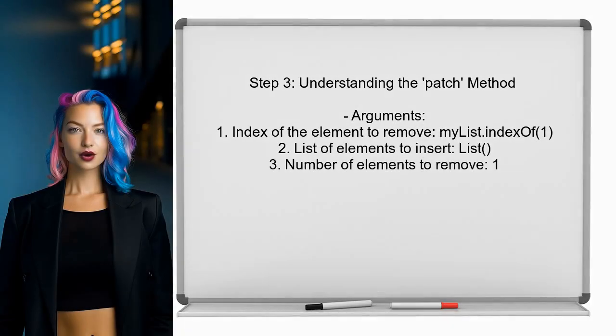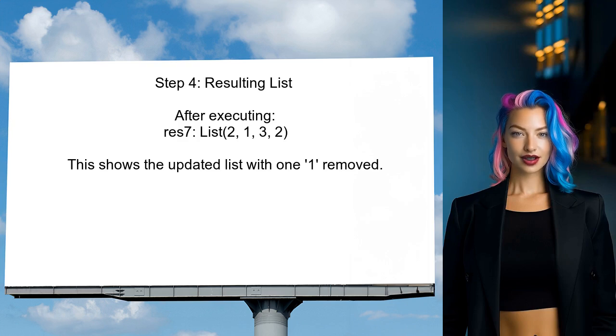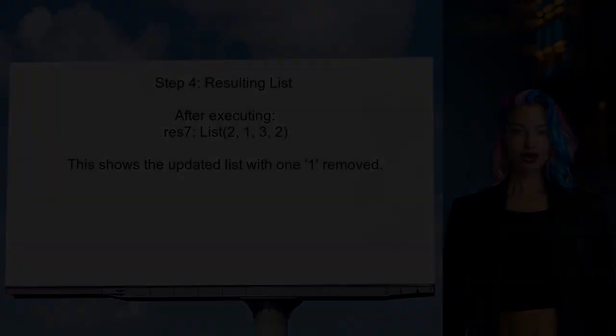The patch method takes 3 arguments: the index of the element to remove, a list of elements to insert, and the number of elements to remove. In this case, we want to remove one element at the index of the first occurrence of 1. After executing this command, the user will see the updated list, which should now be 2, 1, 3, and 2. This confirms that only one instance of 1 has been removed.